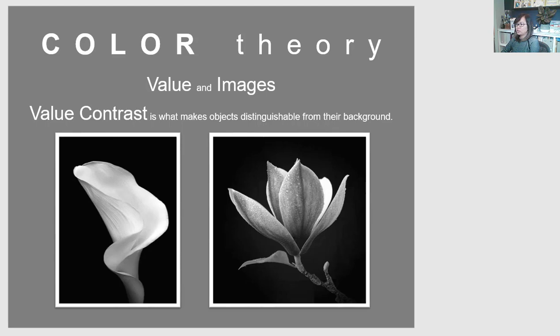Value contrast is what makes objects distinguishable from the background. So the lighter the value on your object and the darker the background, you can see your object more clearly. So in this situation, you have this white calla lily, it pops out right away. Whereas here, the magnolia has more gray values. You can still see it because the contrast is still pretty vast, but it's not as prominent. It's not as bold as the first scenario.